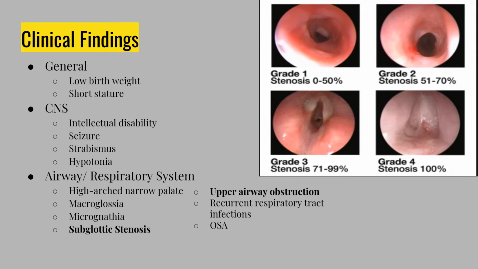Increased risk for upper airway obstruction due to hypotonia, high arched palate, macroglossia, and micrognathia. Lastly, subglottic airway is generally decreased. This can be related to stenosis. I have pictured here grades of stenosis which may help provide an idea of how difficult their airway can be.